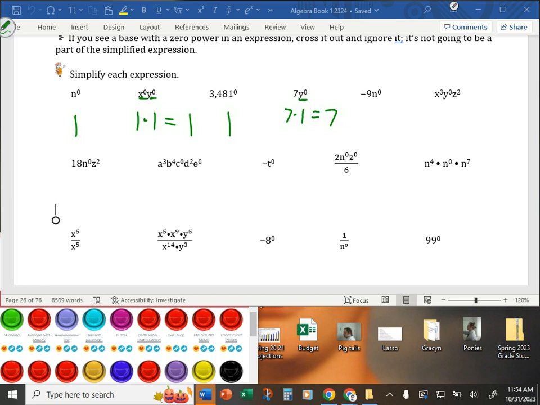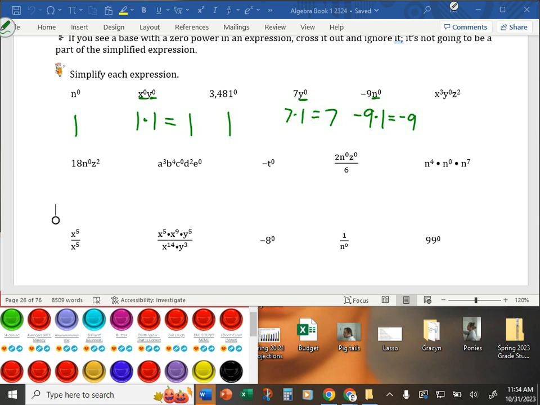Negative 9n to the 0 power. What's the base of that 0 power? Nolan? N. So only n to the 0 power equals 1. That coefficient, negative 9, just drops down. It's not affected by the power. And so negative 9 times 1 equals negative 9.